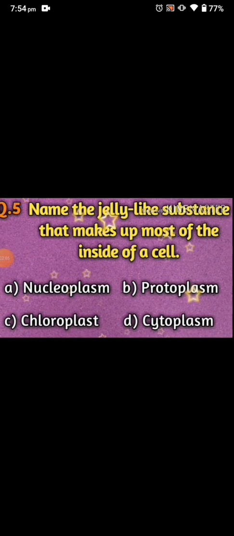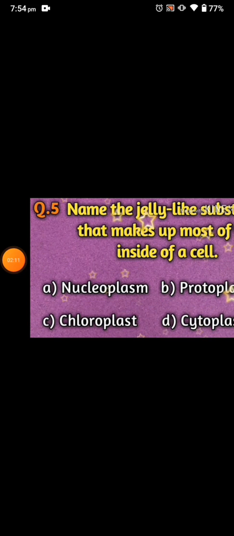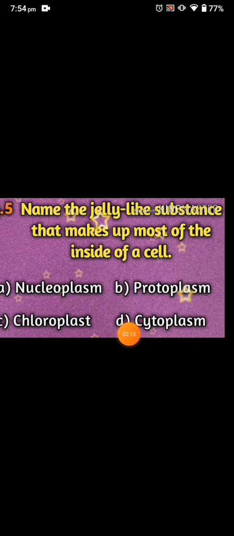Next, name the jelly-like substance that makes up most of the inside of a cell. The jelly-like substance in the cell is what we call cytoplasm. It is a jelly-like liquid in the cell that is called cytoplasm.